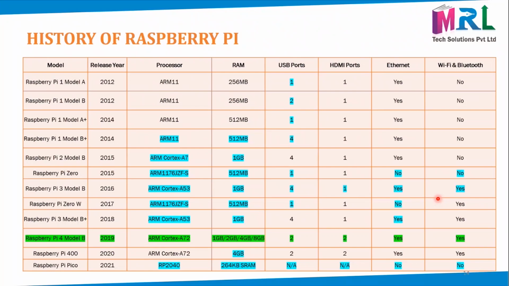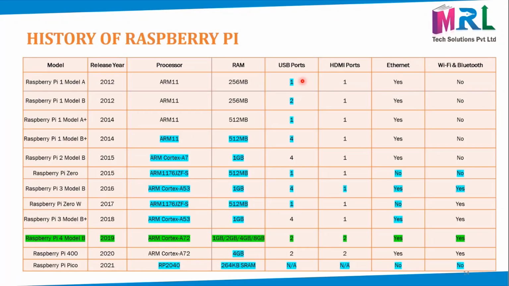Raspberry Pi, there are varieties of Raspberry Pi embedded development boards. The first Raspberry Pi board is Raspberry Pi 1 Model A. The processor is an ARM processor. Most of the Raspberry Pi boards comprise an ARM processor only. The version only varies, and initially they start with 256 MB, and it contains one HDMI port, one USB port, and one Ethernet port. Initially, there is no Wi-Fi and Bluetooth.